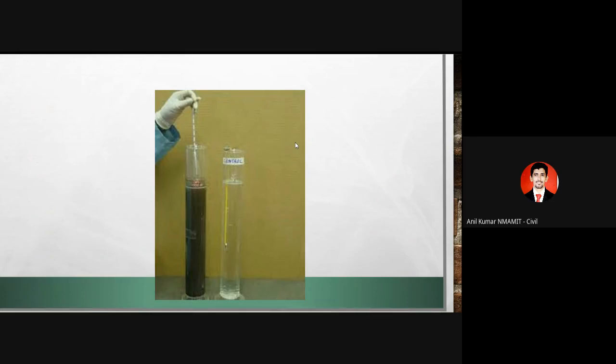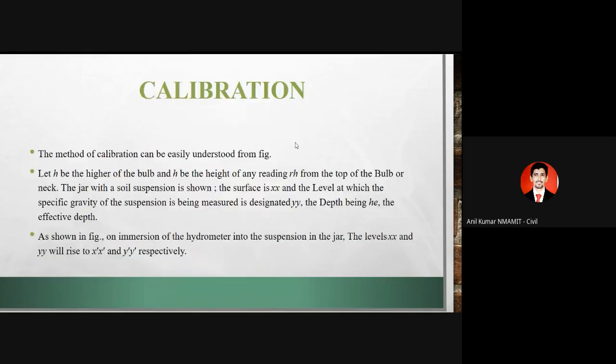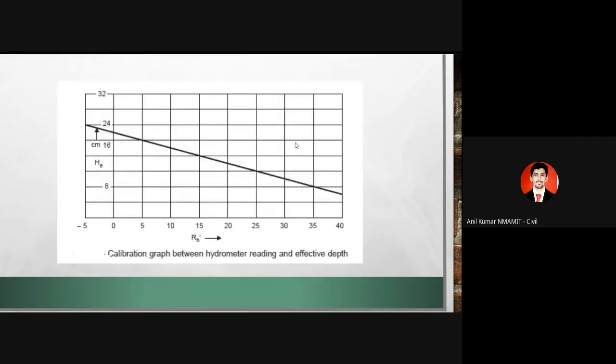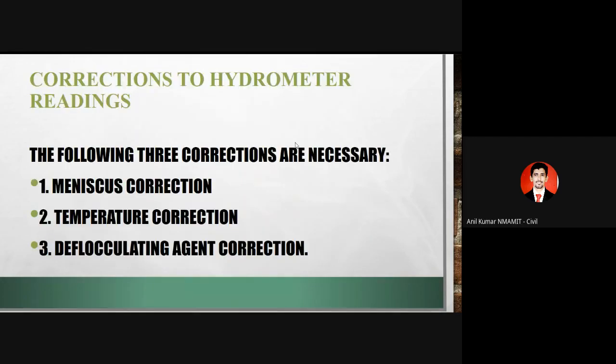So what happens? Your value for the meniscus correction is always positive. Remember, your meniscus correction is always positive. Why? Because you are taking the higher value. So it is always positive.